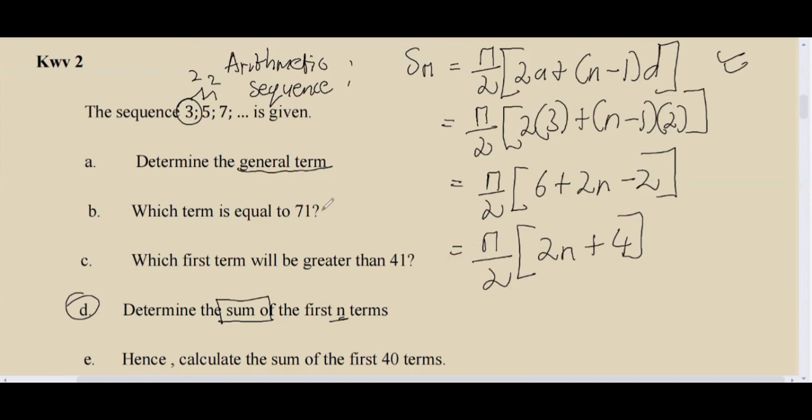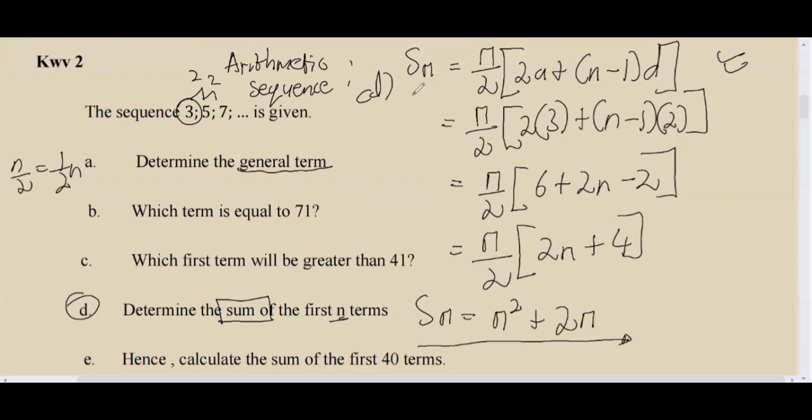As you have it like this, this is the same. n over 2 is the same as having 1 over 2 n, right? So 1 over 2 n times 2n, that will give us n squared, because the 2 and the 2 will cancel out. Then 1 over 2 times 4, so half of 4 is 2, so that's 2n. So that means our Sn formula is n squared plus 2n, right? We are done. That's it for calculating D.